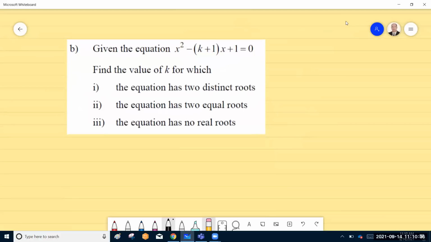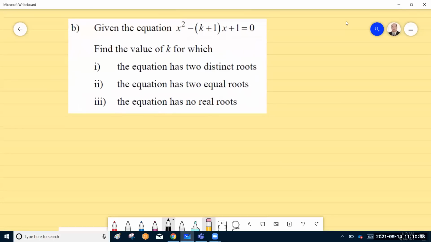Given the quadratic equation, find the value of k for which the equation has two distinct real roots. Two distinct real roots means the delta is positive. So the discriminant b squared minus 4ac must be bigger than 0. The b here is (k plus 1) all squared. Minus 4 times 1 times 1, the a and c, is bigger than 0.